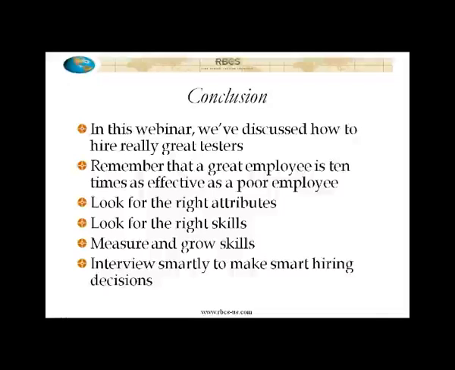Again, as I pointed out at the beginning, there's the DeMarco-Lister rule about great employees being 10 times more effective than a poor employee. So this is not just a matter of margins. This is not like a 10, 20% one way or the other thing we're talking about. We're talking about order of magnitude here.